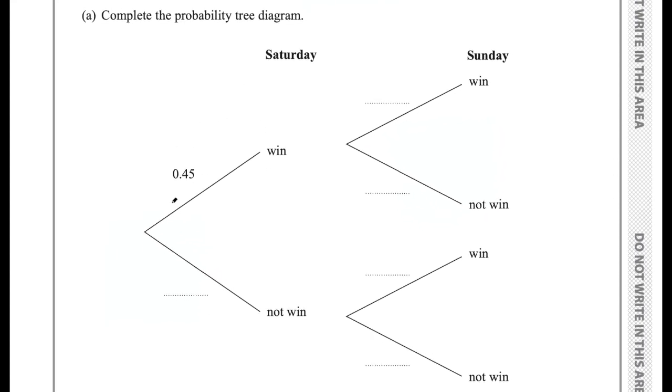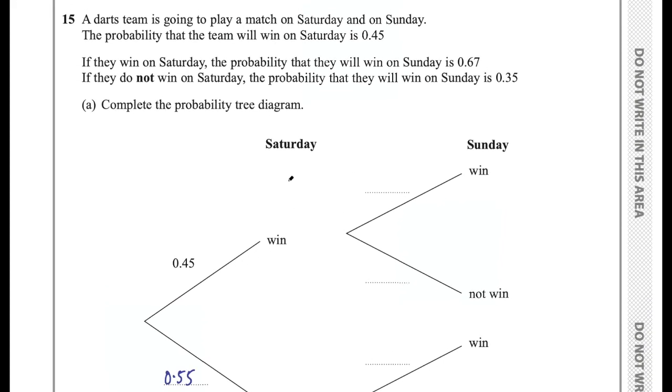Well, if the probability that they win is 0.45, remember probabilities need to add up to 1, so the probability of not winning will be 0.55, 1 take 0.45. The probability that they win on Sunday, if they win on Saturday, they tell us in the question, is 0.67, so that can go straight in here. And then the probability that they don't win is 1 take 0.67, that will be 0.33.